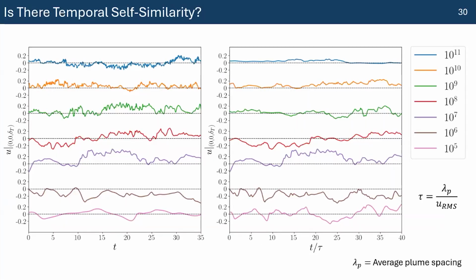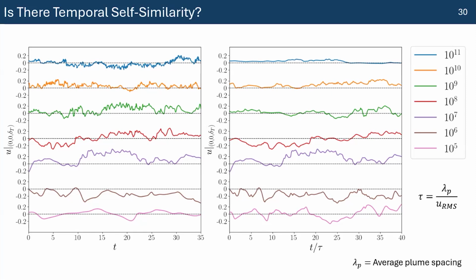Finally, there also exists a temporal self-similarity. So we place a probe at the edge of the boundary layer and measure the velocity at that point. If we look at how the velocity varies for different Rayleigh numbers, for low Rayleigh numbers the variation is very slow, but for higher Rayleigh numbers there's a much higher frequency variation of the velocity field. But now we compute a self-similarity parameter for the time, tau, based on the plume spacing lambda p and the U RMS.